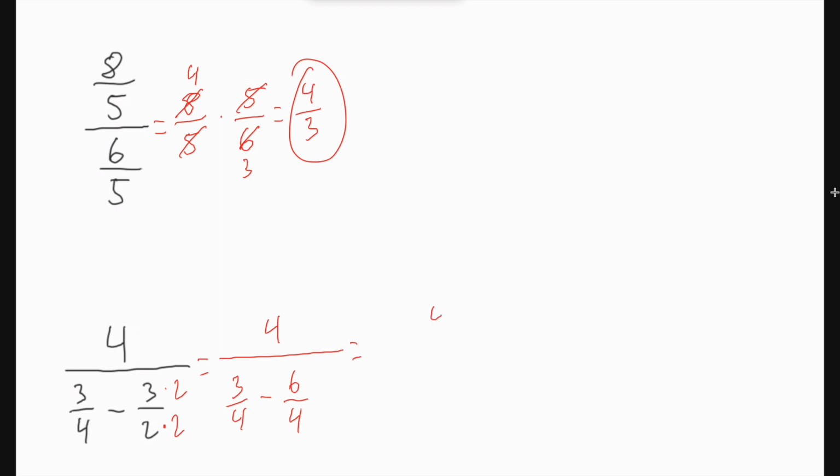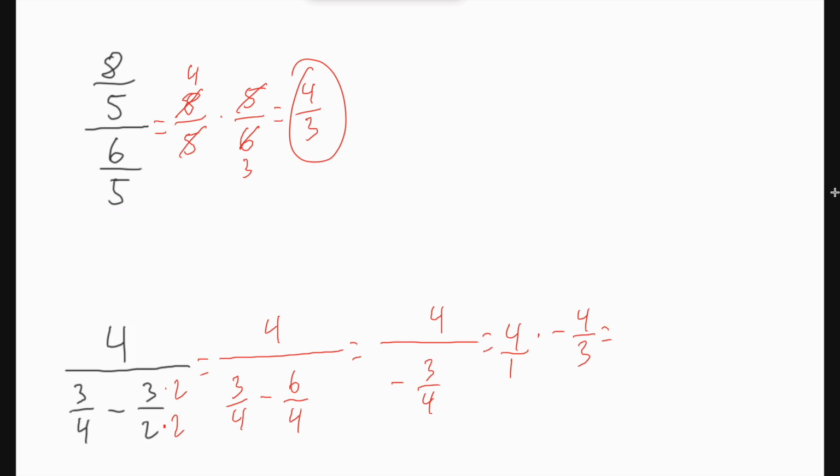So now we have 4 over, and 3/4 minus 6/4 is negative 3/4. And now we can rewrite that, and we can say 4 times negative 4/3. And if it helps, any number that's not a fraction can be written as that number over 1. So in this case, 4 over 1.